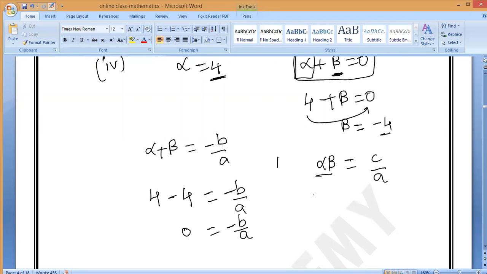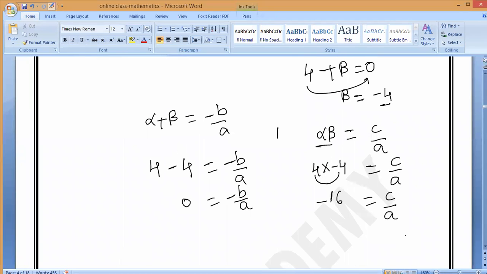Alpha into beta: alpha value 4 and beta value minus 4, which is equal to c by a. 4 into minus 4 is minus 16, equal to c by a. What is the a value? a is equal to 1. Then minus b equals 0, so b equal to 0. Do you understand? Next, c is equal to minus 16.